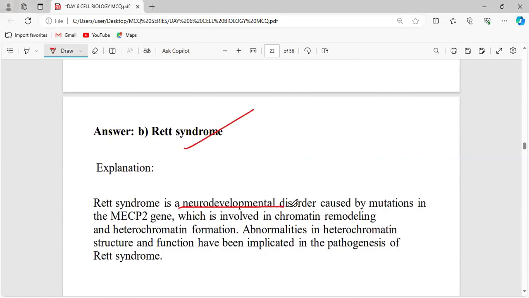It is a neurodevelopmental disorder caused by a mutation, and this mutation occurs in the MECP2 gene. This is the gene involved in chromatin remodeling and heterochromatin formation. If the mutation happens in this gene, it results in Rett syndrome, which is a neurodevelopmental disorder.